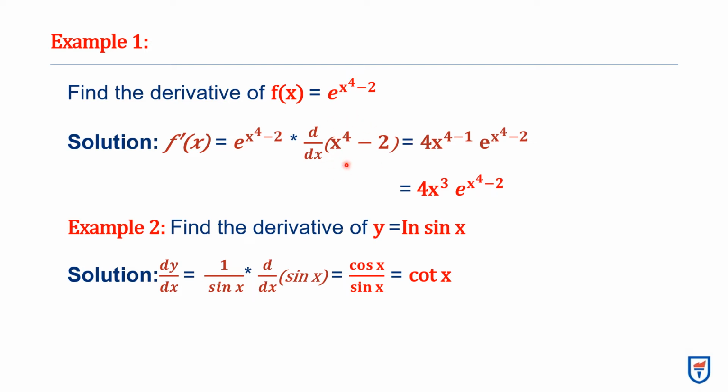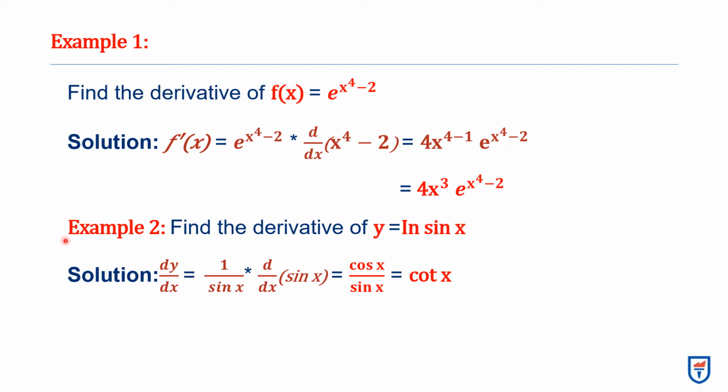When we find the derivative of the power of the exponent, which is x to the power 4, we use the power rule on x to the power 4. Using the power rule, we have 4 times x to the power 4 minus 1. Then we also find the derivative of the constant, minus 2, which using the constant rule gives 0. So we end up with 4x to the power 4 minus 1 times our original expression, which reduces to 4x cubed e to the power x to the 4 minus 2 as the final result of the derivative of f(x).